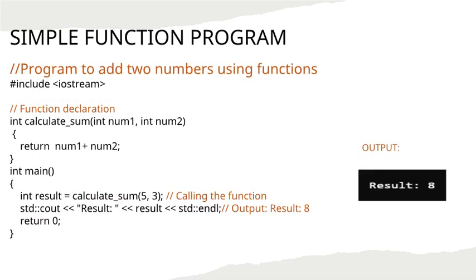This C++ program demonstrates how to add two numbers using functions. The calculate sum function takes two integer parameters, num1 and num2, and returns their sum. In the main function, calculate sum is called with the arguments 5 and 3. The returned sum, which is 8, is stored in the result variable. Finally, the program prints result 8 to the console. This modular approach separates the addition logic into a reusable function, making the code more organized and easier to maintain.